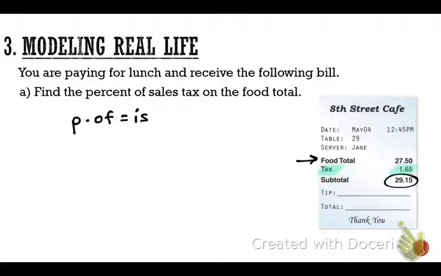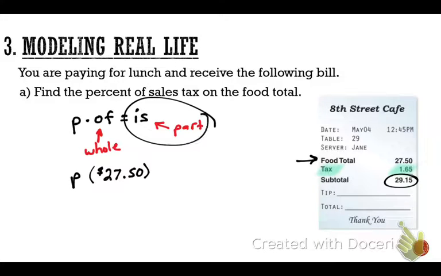Remember, with this, which one is the part and which one is the whole? The is the part and the of is the whole. Okay, and then the P stands for the percent. Very good. Do we know what percent we had to pay for sales tax? No, so we're going to keep that as a P. Next up, do we know the whole amount that we paid for the food? Yes. How much was the food total? We're going to do the food total before the tax, which was $27.50. So we have to multiply that times $27.50.